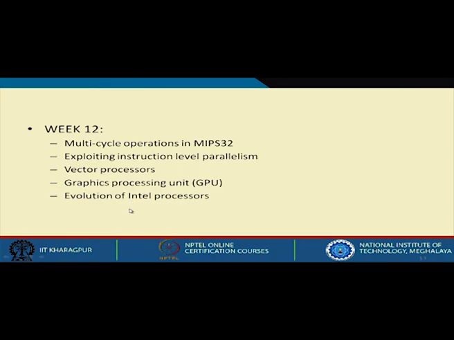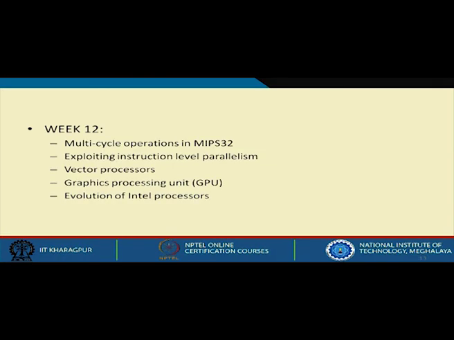Then we looked at some of the case studies. We looked at in particular the graphics processing unit or GPU, and then we looked very briefly at how Intel processors have evolved over the years. So, this was roughly the total course coverage that we have gone through over the last 12 weeks.